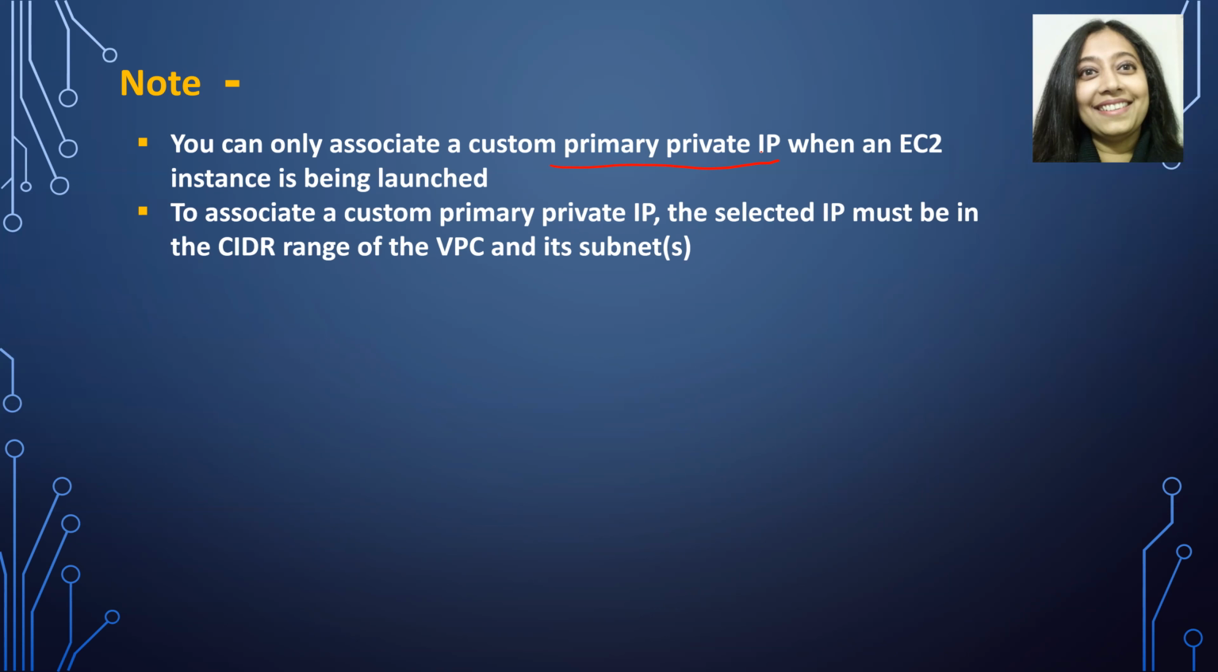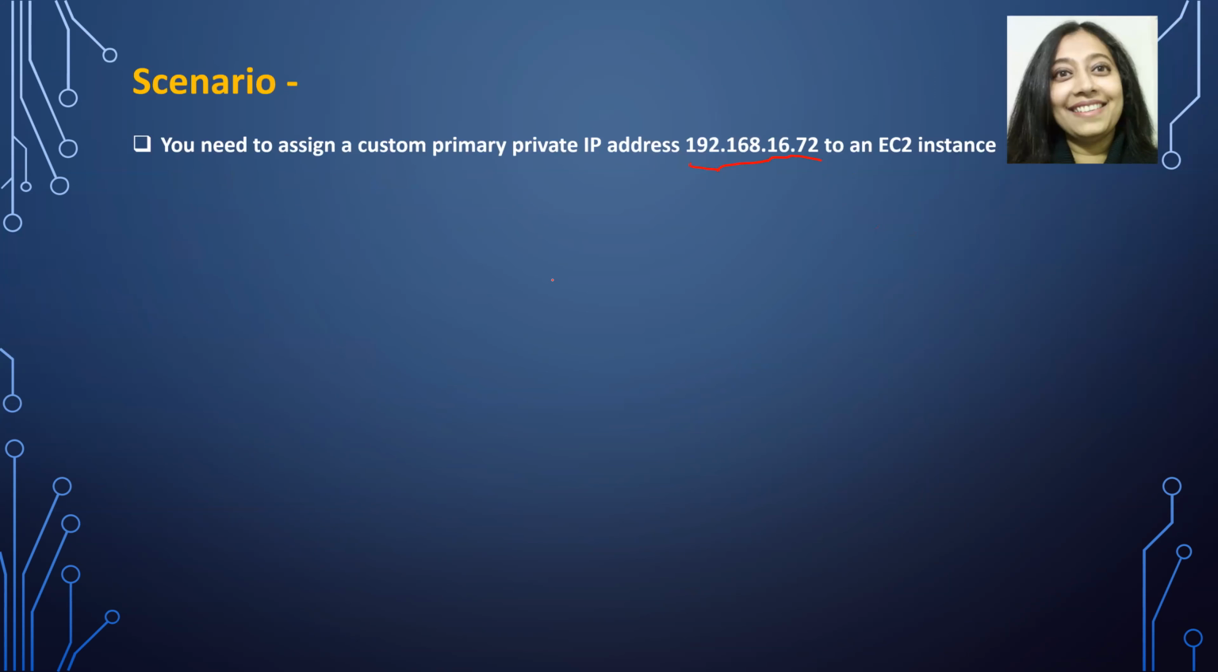The other thing that you want to keep in mind is that to associate a custom primary private IP, the selected IP must be in the CIDR range of the VPC and its subnets, right? So we have this IP address, and according to this IP address, we will need to ensure that we have a VPC and a subnet that supports this. In case you do not have something like that, you will have to create that custom VPC and the custom subnet that goes along with it, right?